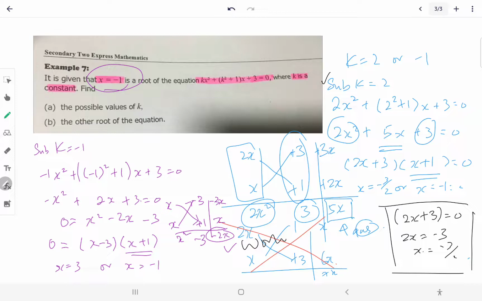So these are the possible values. Because you got two different possible values, therefore you need to do two different possibilities to check that none of the equation or the numbers needs to be eliminated. Clear?